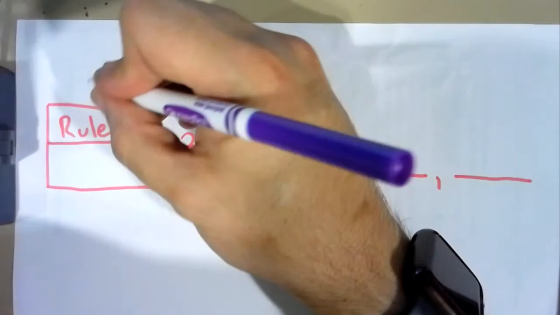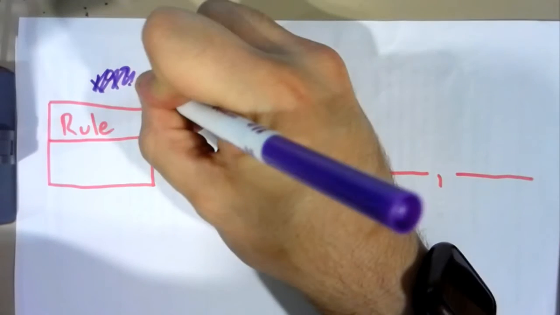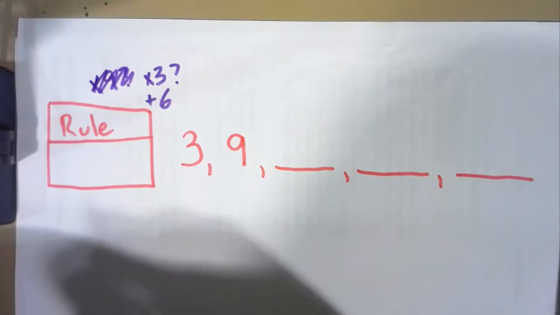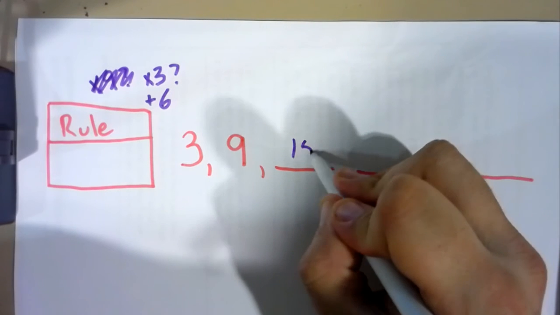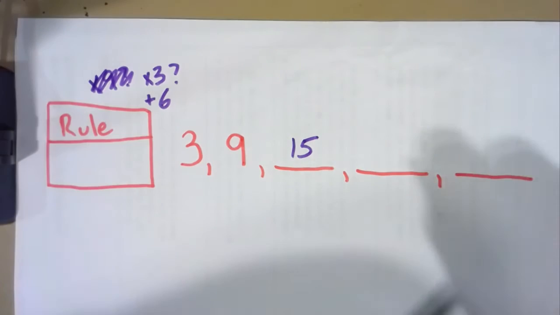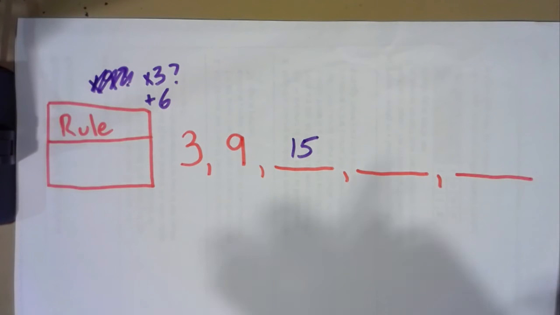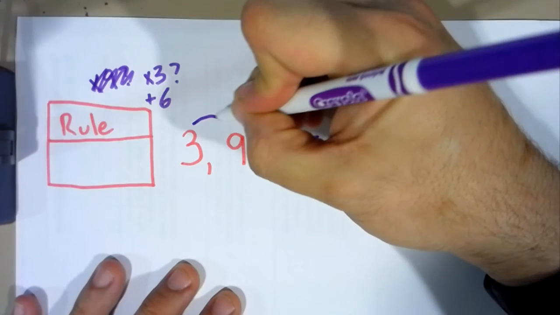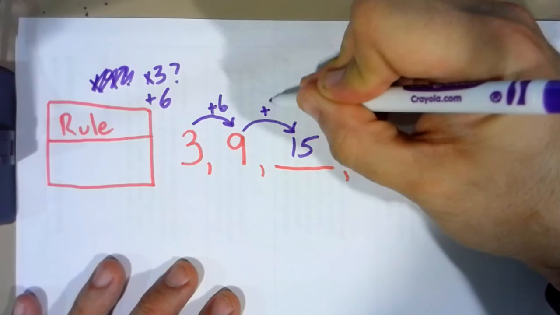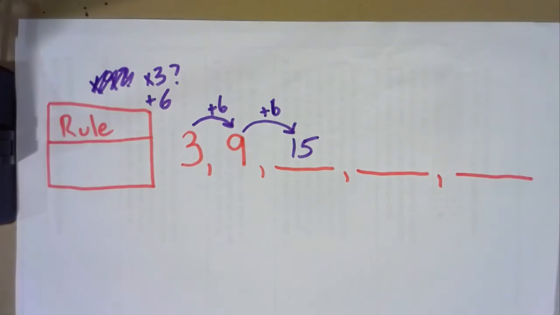It could be times 3. But from 3 to 9, based on the information I've been given, it could also just be +6, in which case my next number is 15. My next number is 21, and so forth. So whenever you have to figure out a rule, it's best that you're seeing 3 different numbers in the pattern so that you can be sure that, okay, from 3 to 9, that's +6. From 9 to 15, that's +6, so that you can be certain of what the rule is.